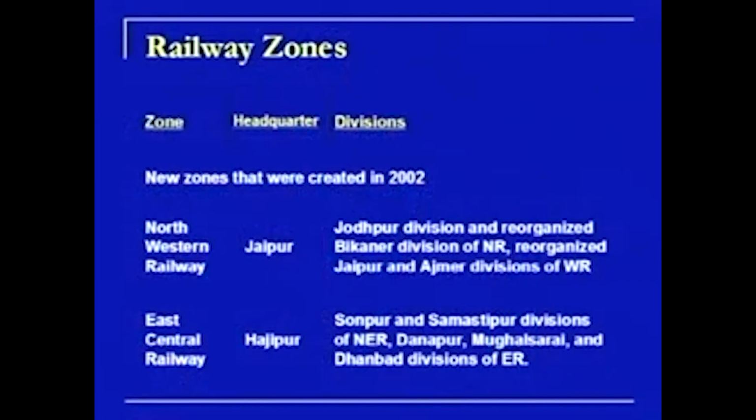Then there were some zones which were created in 2002. These zones were the North Western Railway Zone with a headquarter at Jaipur, and the East Central Railway Zone which had its headquarter at Hajipur. They were created by taking different divisions or by creating new divisions, maybe from the northern regions or the western regions in the case of Northwestern Railways, or from the eastern regions or the central regions in the case of the East Central Railways.